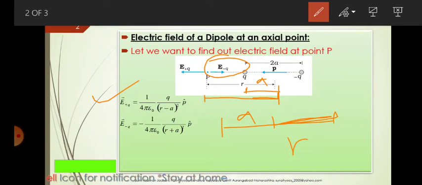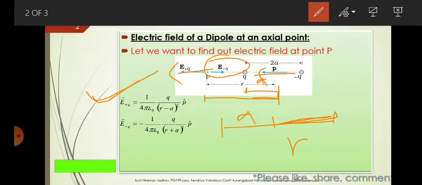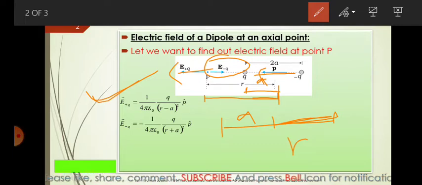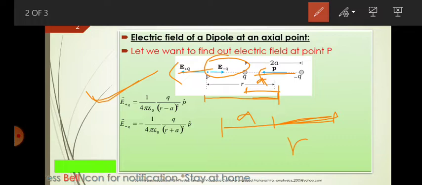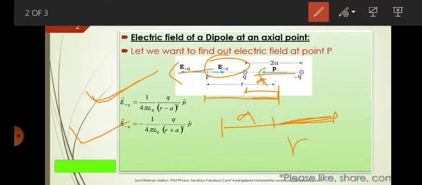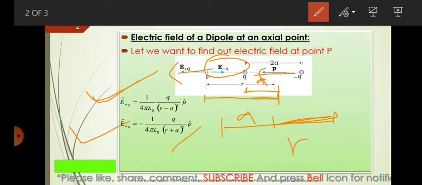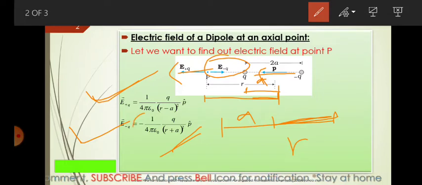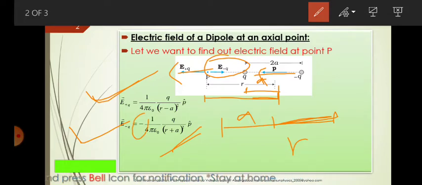So that r square is now (r minus a) square, into unit vector p. You can see the direction of E plus q and this vector are the same. That's why we can write E plus q equal to 1 upon 4 pi epsilon 0 q upon (r minus a) whole square into unit vector p. Similarly, for E minus q, we can write E minus q equal to 1 upon 4 pi epsilon 0 into q upon (r plus a) whole square into unit vector p, but now with a minus sign.